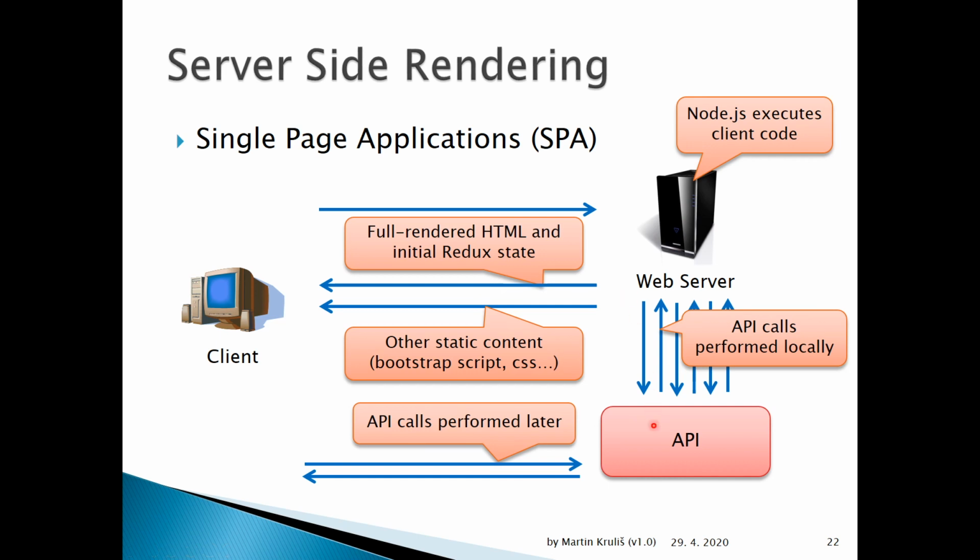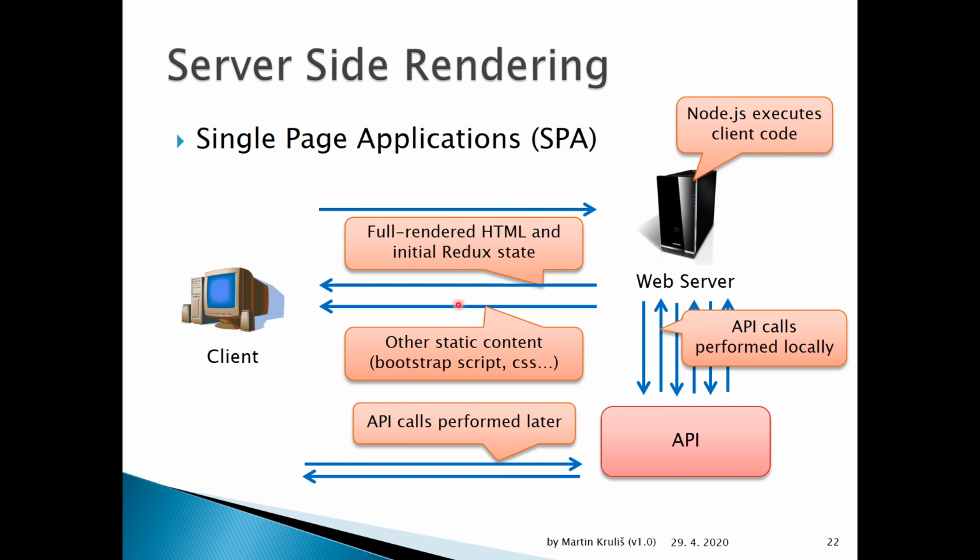Then the server performs all the API calls which would be normally performed by the client, but assuming that these two things run on the same hardware, on the same server, this is much more efficient than running them over the network. And finally, the initial HTML document is passed back with the pre-rendered HTML and initial Redux state, which is typically serialized in something like JSON.